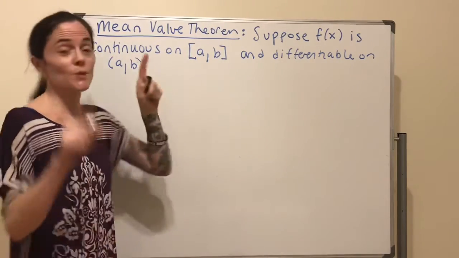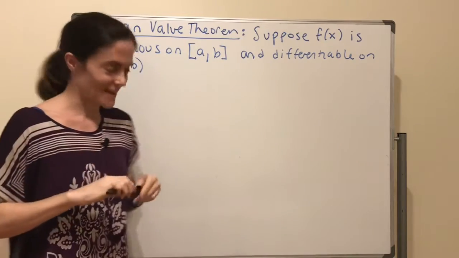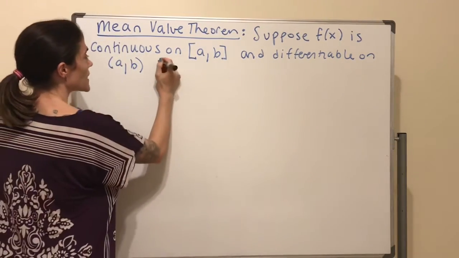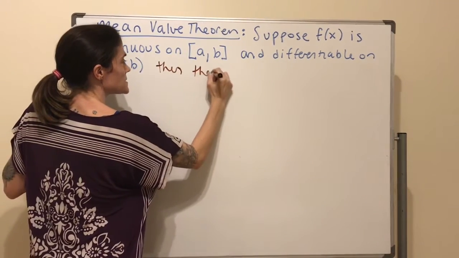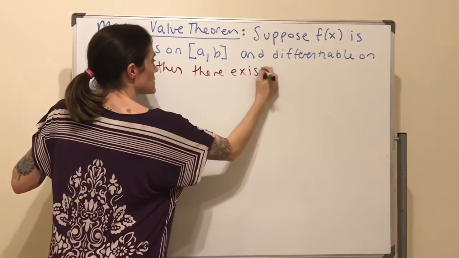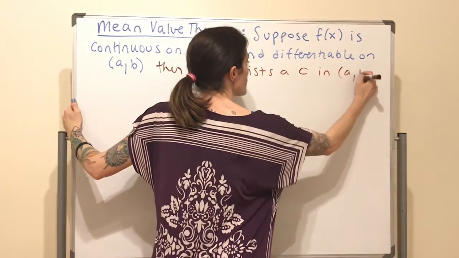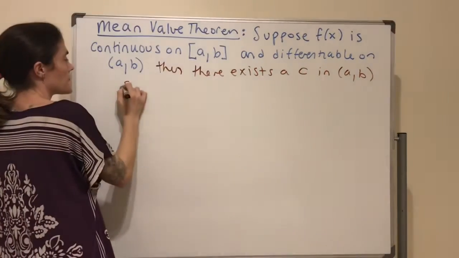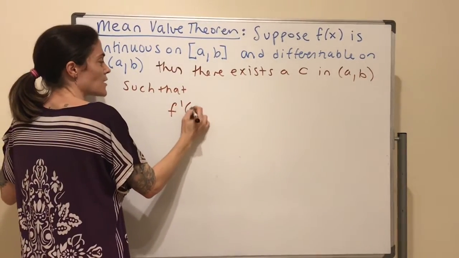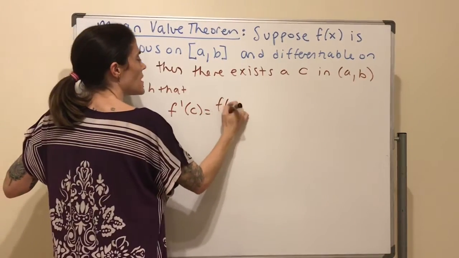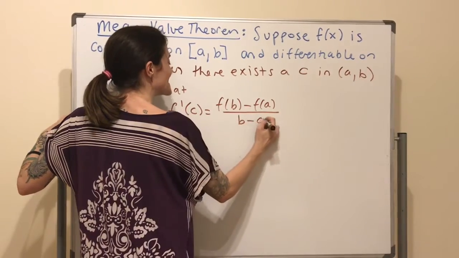f is continuous on a closed interval and differentiable on an open interval. And it says the following: then there exists a c in the open interval such that the derivative evaluated at c is f of b minus f of a divided by b minus a.